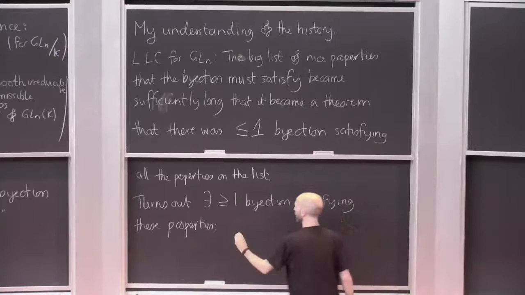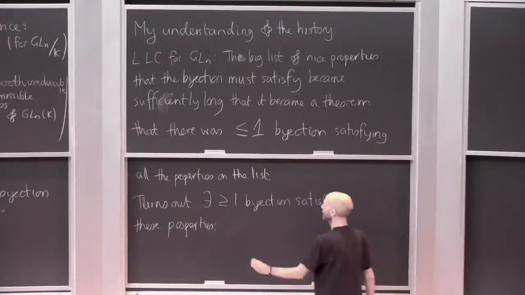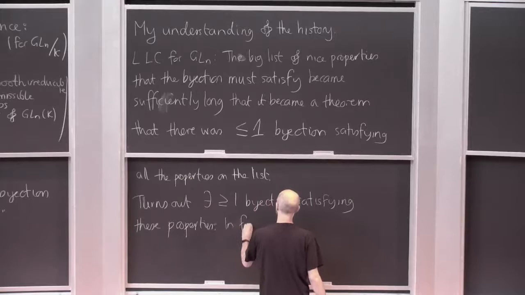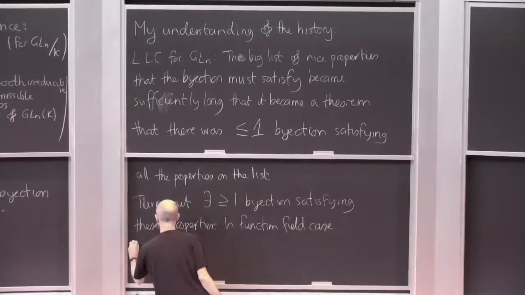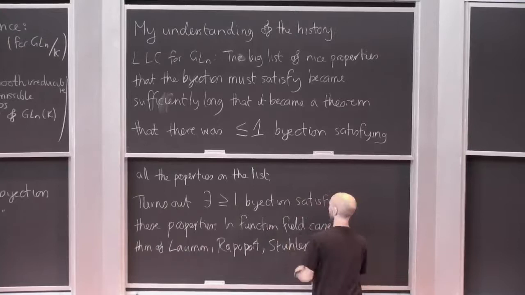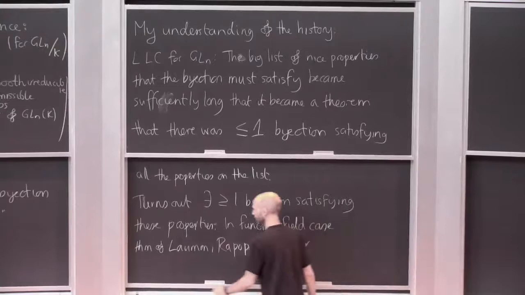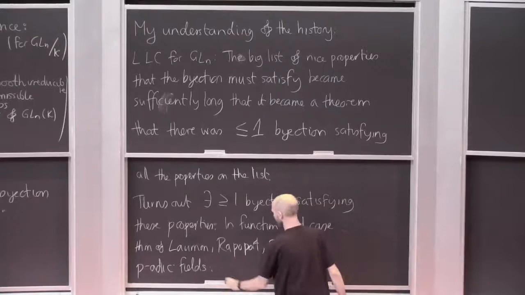So in the function field case, which I haven't really talked about, if K is the field of fractions of a power series ring over a finite field, then there's a highly analogous story. In the function field case, the existence of this bijection was established by Laumon, Rapoport, and Stuhler. Maybe that was in the 80s. And in the p-adic field case, this was somehow before I was mathematically born, but in the p-adic fields case, I certainly remember it. It's a 2000 theorem of Harris and Taylor.